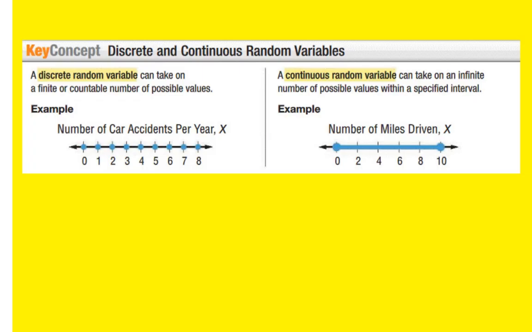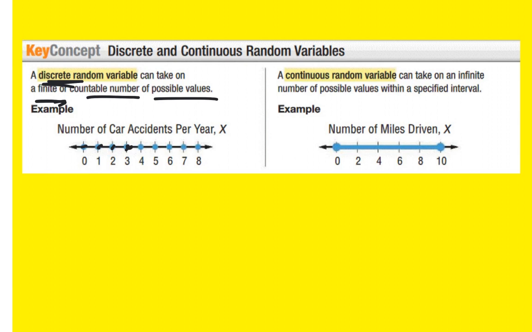Now there are two types of random variables. First type we're going to look at is called a discrete random variable, and it can take on a finite or countable number of possible values. So for example, number of car accidents per year is just a finite number. The number of times you flip a coin, it's a finite number. So it's specific. You can count them 1, 2, 3, 4.